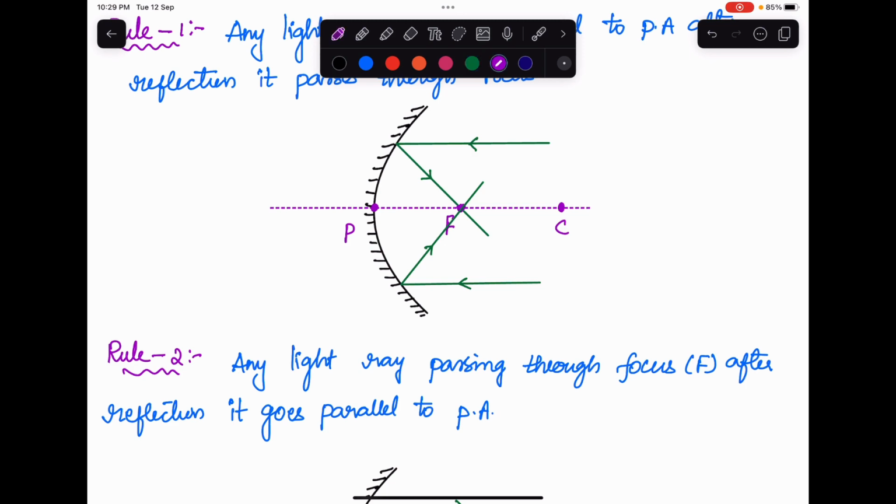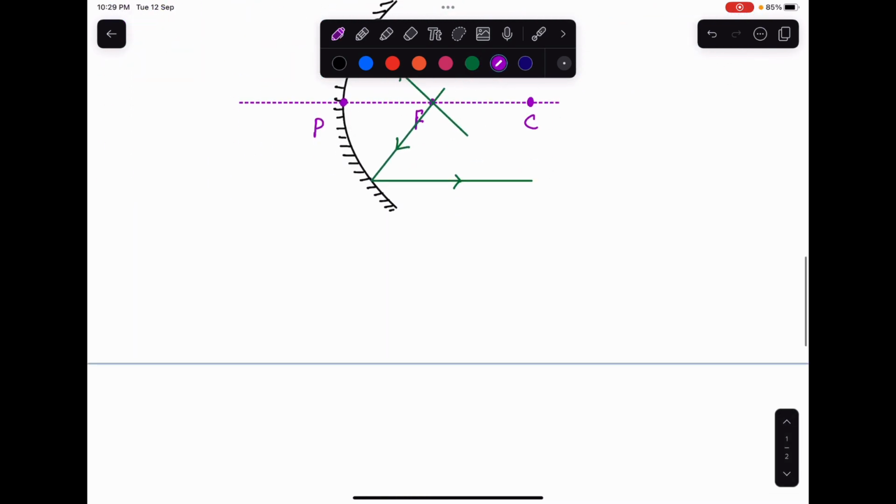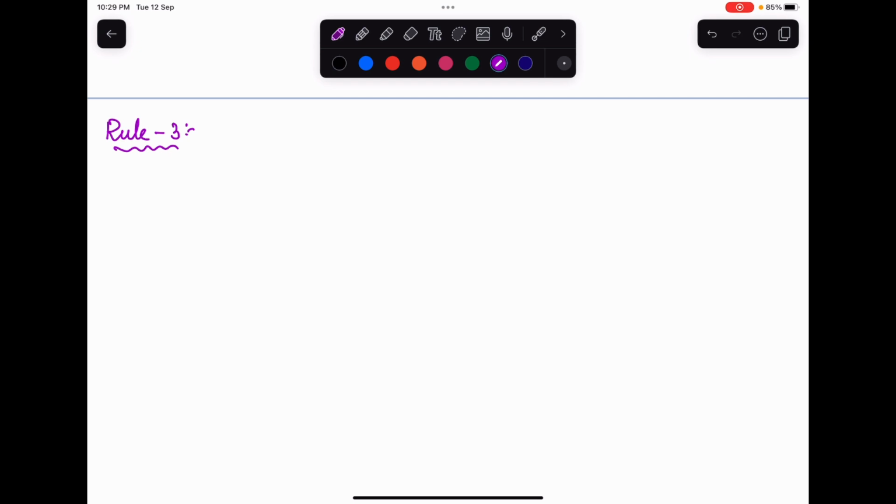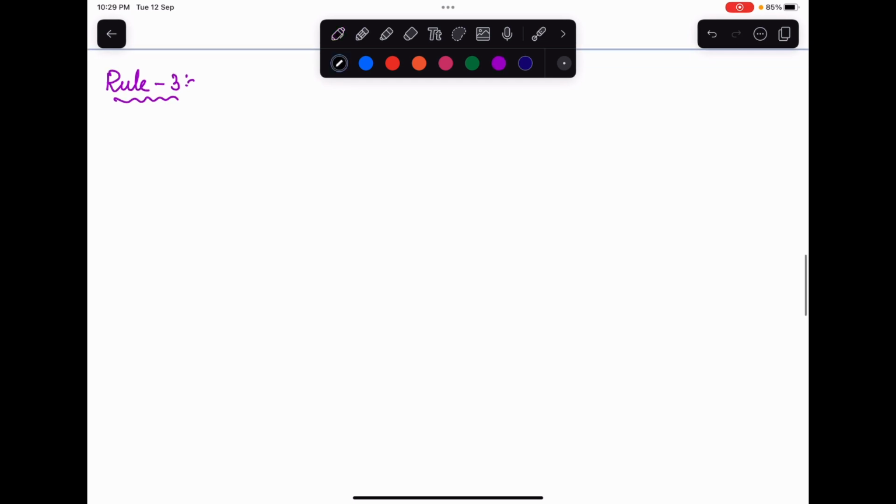And the next one is rule number 3. Let us take the concave mirror first for rule number 3.